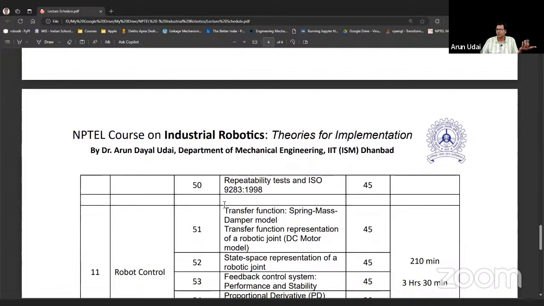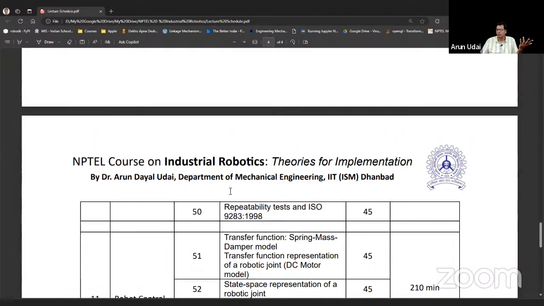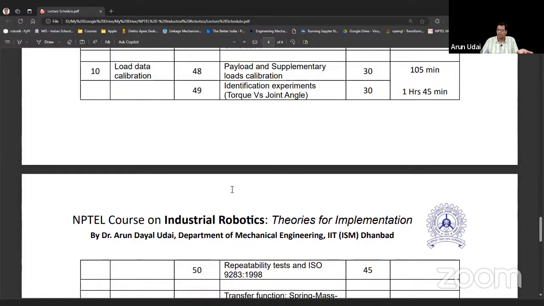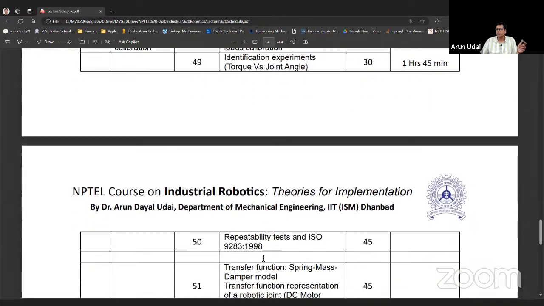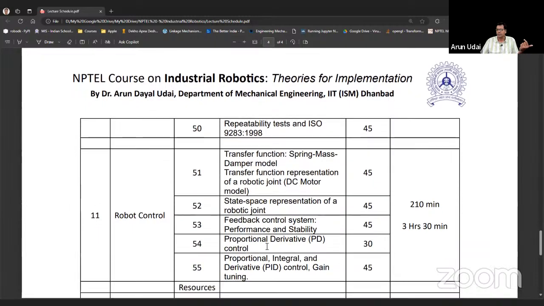It is so common. Repeatability test, the ISO certification. This is very, very important again, because all technical data sheets mention the repeatability of the robot based on ISO certification. Okay, so what is ISO 9283? That is what is going to be covered in this week, which is the running week now. All this makes this course very, very different compared to many textbooks which exist, and that is why this course is about theories for implementation. So these theories go towards implementation, right?